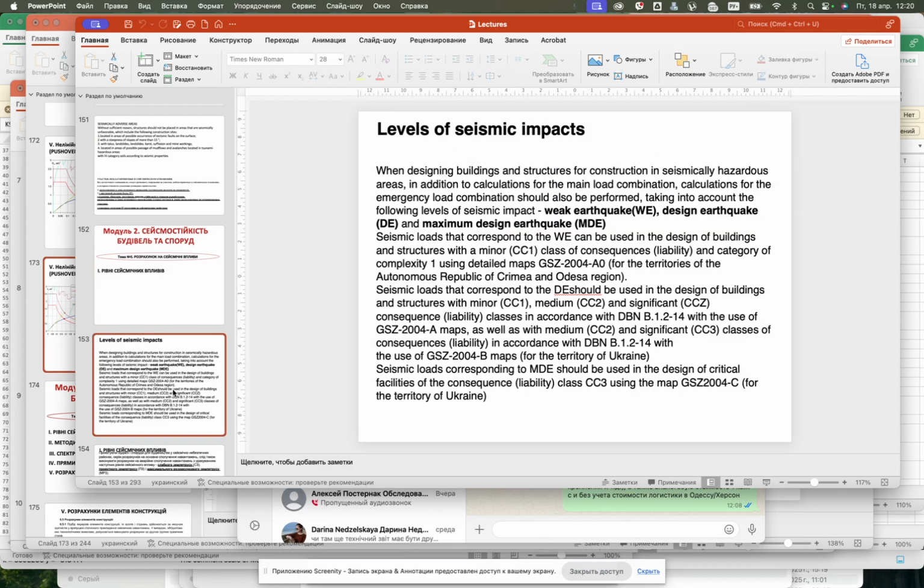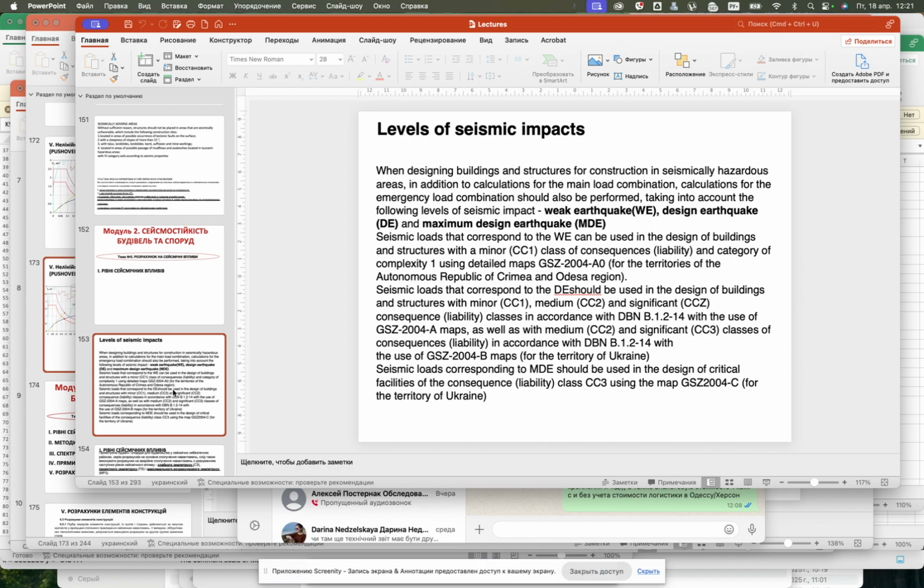The next issue that I want to discuss with you is the level of seismic impact, which we have discussed. We know that during the calculation we have to analyze three main levels of impacts: weak earthquake, design earthquake, and maximum design earthquake. All these levels correspond to the exact effects on the building after such earthquakes.